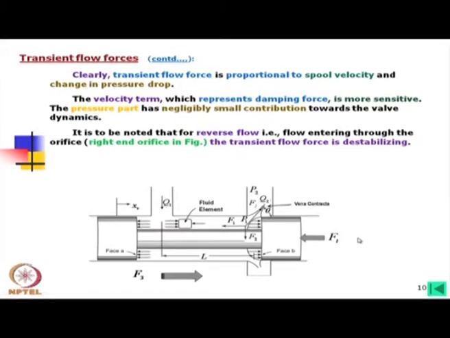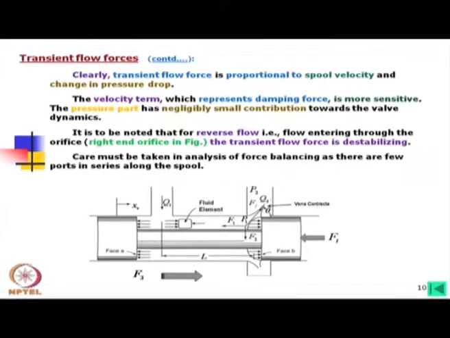It is to be noted that for reverse flow, that is, flow entering through the right orifice, the transient flow force is destabilizing. That means if the flow comes from the other side, then this transient force will disturb the spool in such a way that it may become uncontrollable. You can just visualize this when the flow is coming inside.